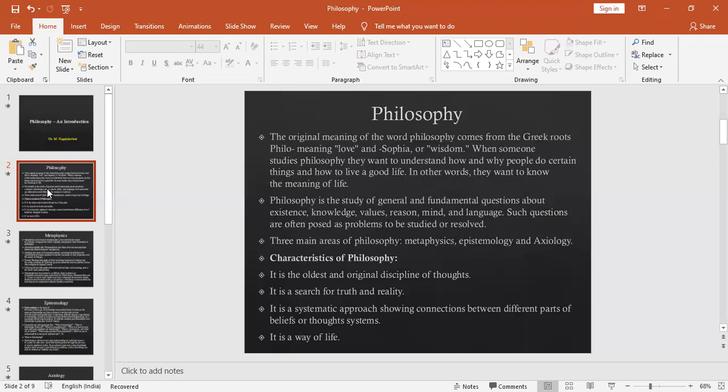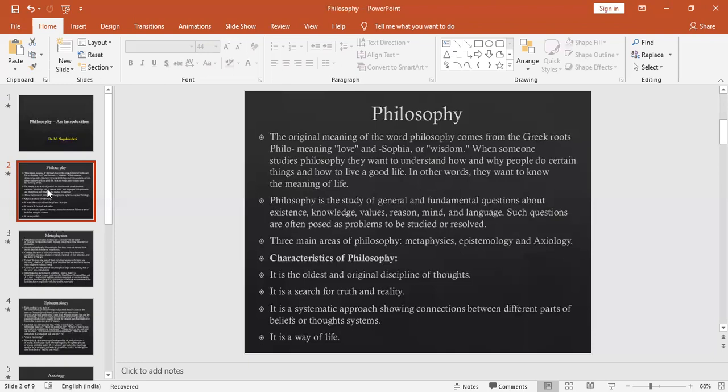Such questions are often posed as problems to be studied or resolved. So when you want to understand the meaning of existence, the meaning of life, it is very essential to study the problems and how these problems are resolved. You have to understand the problems to resolve those problems, which means that you have to understand what the problem is to give a solution. That is what we are going to see here, which means that when you understand this, it is very easy for you to understand the theory itself.